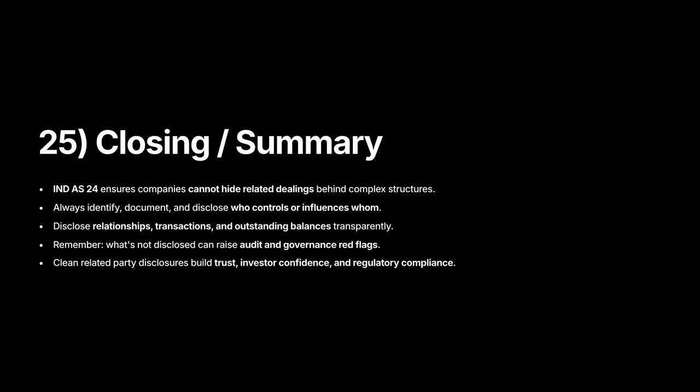25. Closing summary. IND AS 24 forces transparency about who influences whom and what deals they do. Identify relationships, document them, and disclose transactions and year-end balances. Be rigorous with KMP disclosures and indirect links through family or subsidiaries. Missing or weak disclosures raise audit and governance flags. Clear, complete related party notes build trust and protect the business.